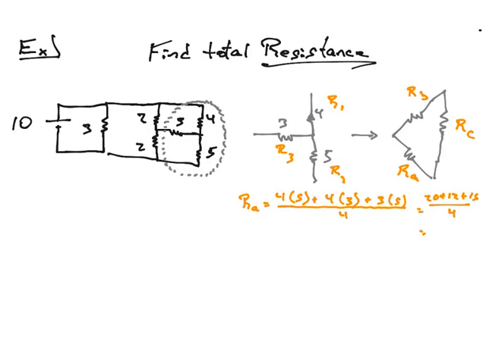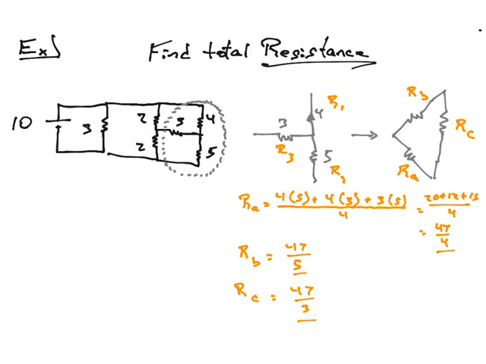So 20 and 12 is 32, plus 15 is 47, so this is 47 over 4. And for now, I'll just leave it like that. I could put the decimal 11.7 or whatever it is, but I'll leave it like this for now. RB is going to be the same top, 47, over now the denominator is going to be R2, which is 5. I'll leave it as 47 over 5 for him. And then RC is going to be the 47 divided by R3, and R3 is 3.